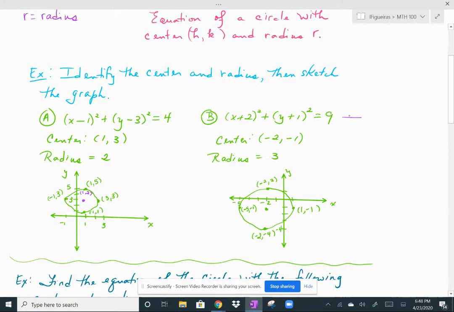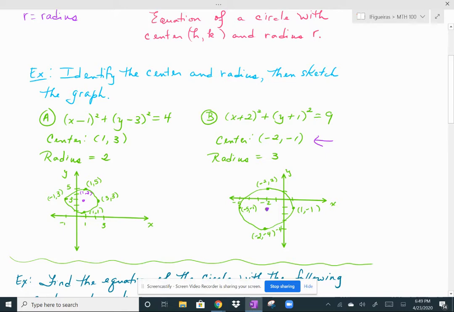Here I have part B. This is (x plus 2) squared plus (y plus 1) squared equals 9. Notice that the signs in the middle are both pluses, and in my first example, they were both minuses. So when you're selecting your center, you always want to pick the opposite sign of whatever's given in the equation. So here the center is (negative 2, negative 1). So that's the first point that you plot. So that's the point that you see right here, (negative 2, negative 1).